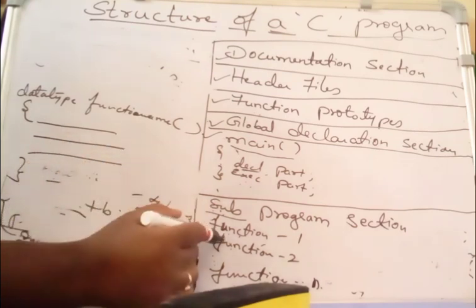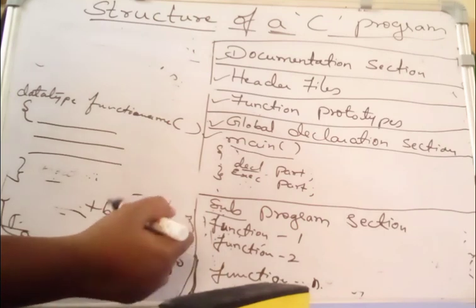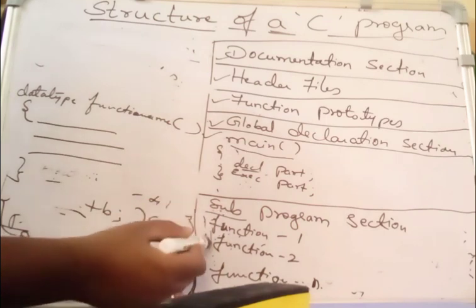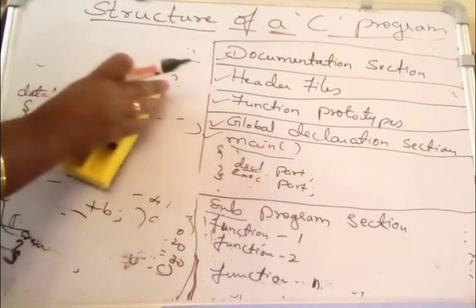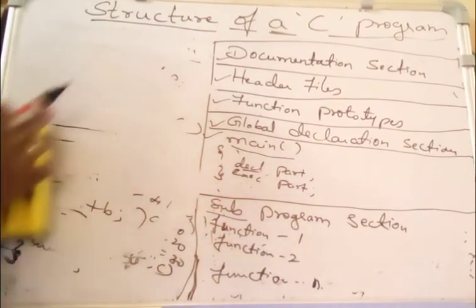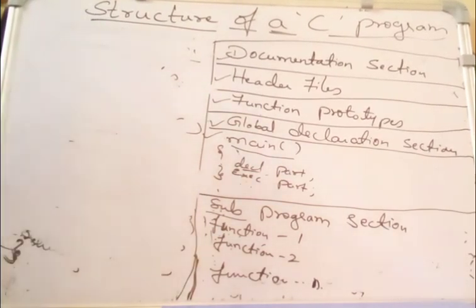Suppose we are writing the program in the form of functions. There is no limit on how many functions you should write for a program. Depending on the task or the job you're performing, you may include as many functions as you want. So I think you have understood this. Today's section we discussed the basic structure of a C program.